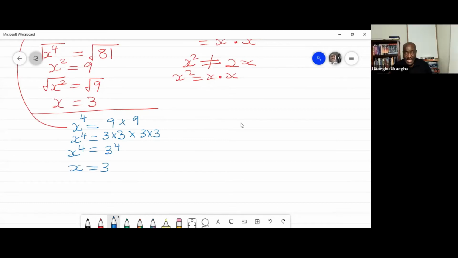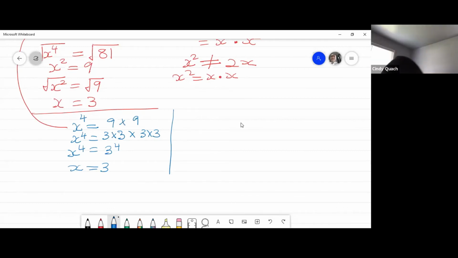On the other hand, if the bases are the same, it also means that the exponents are going to be equivalent. I need somebody to repeat that. If the bases are the same, it means the exponents are equivalent. If the base is the same, then the exponents are equivalent.